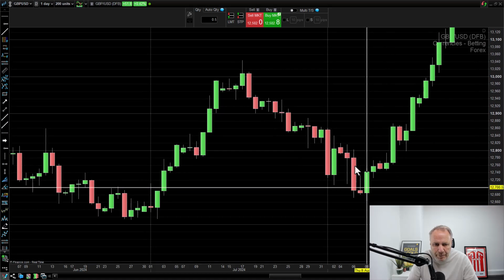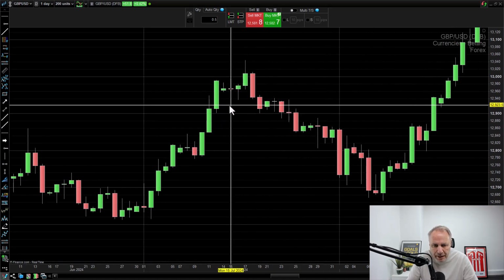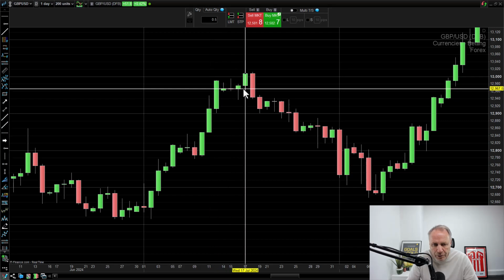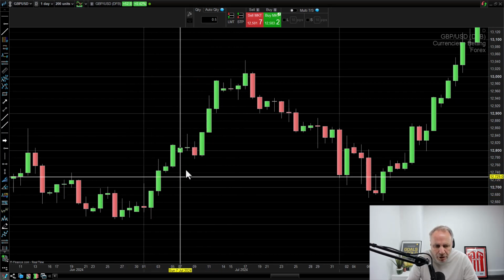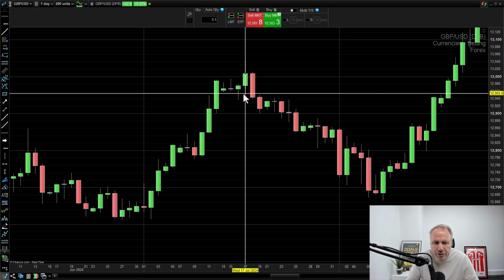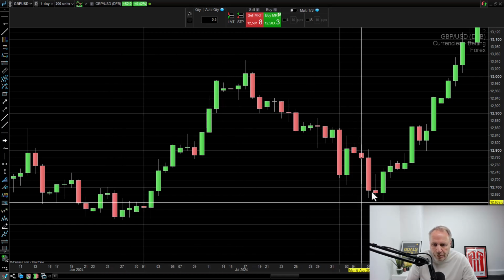This looks like a hammer, doesn't it? Buyers came in here, pushed the price up, closed higher, small hammer, but it's at the top of a move. Okay, it's at the top of the trend. For me, that's not a reversal hammer. As I said, hammers at the bottom for reversals up.